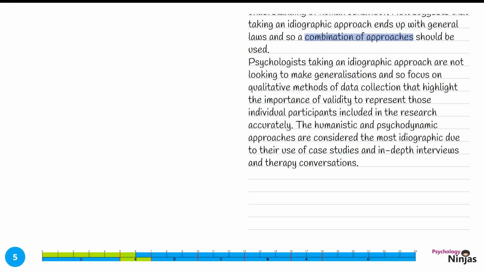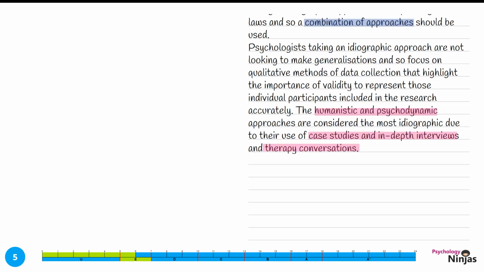We've identified that actually idiographic approaches aren't looking to make generalisations, hence the use of particular data collection techniques. We've highlighted that case studies, in-depth interviews and therapy conversations are all going to generate that qualitative data, and also the two approaches that are most likely to take this approach to data collection. We're going to return back to evaluation once again.